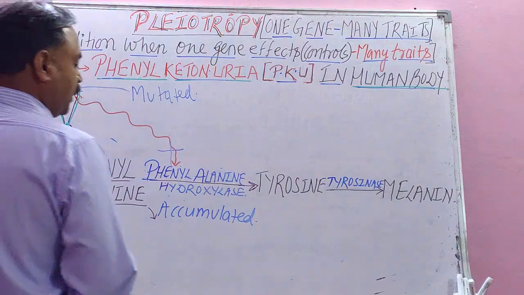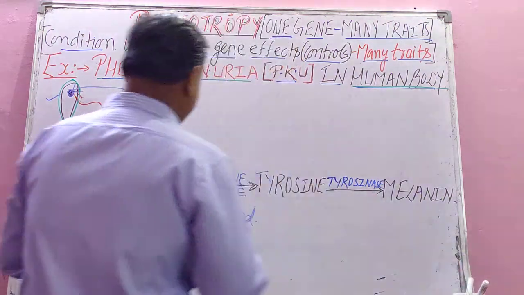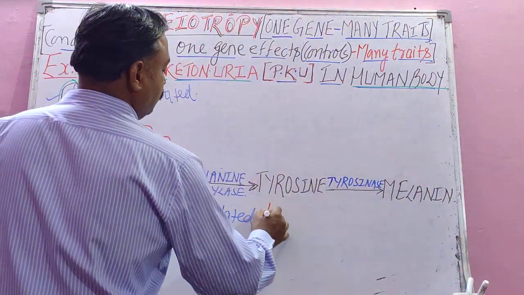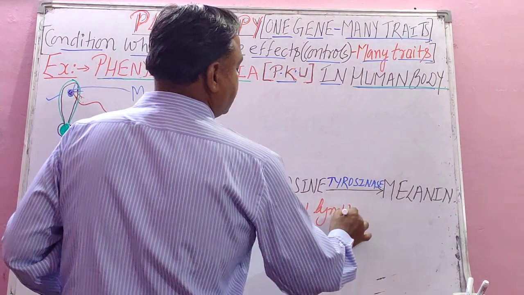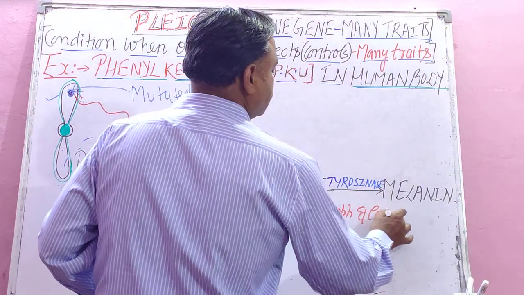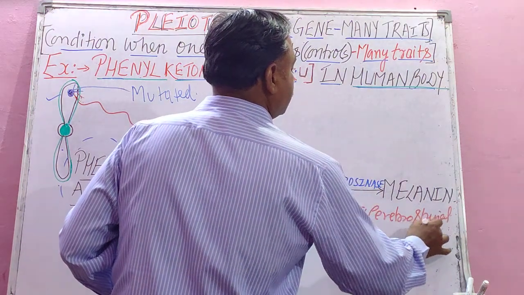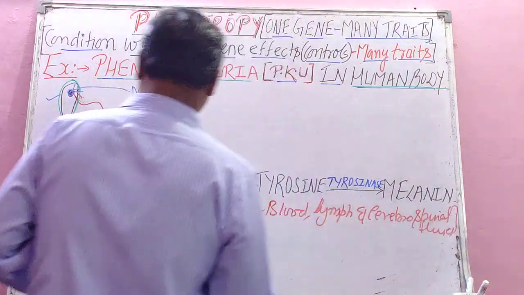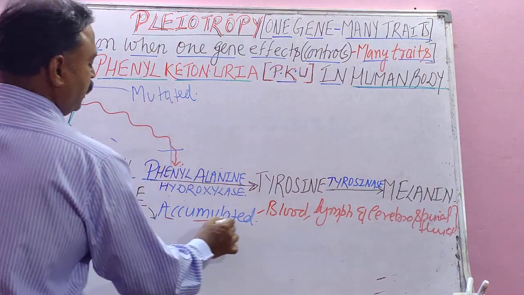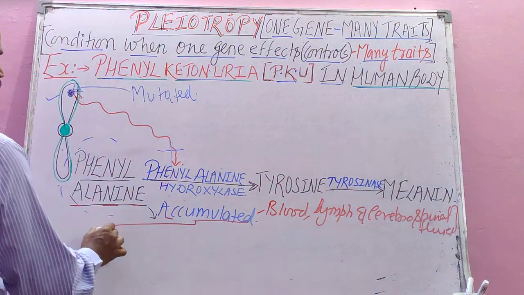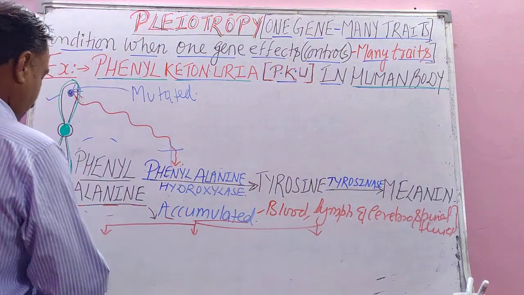Where does it get accumulated? It gets accumulated in our blood, lymph and cerebrospinal fluid. Because this enzyme is not synthesized, this will start accumulating in our body. As a result, it produces three traits. Many are produced, but these three are important.